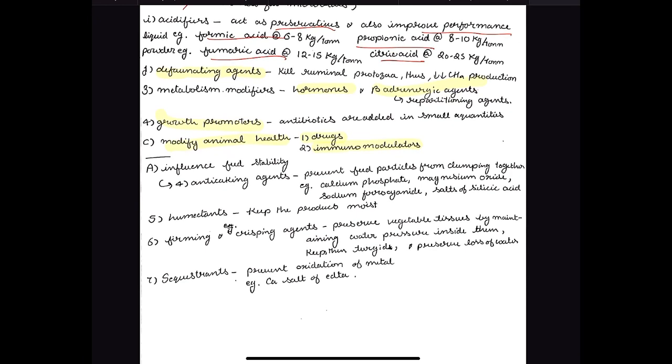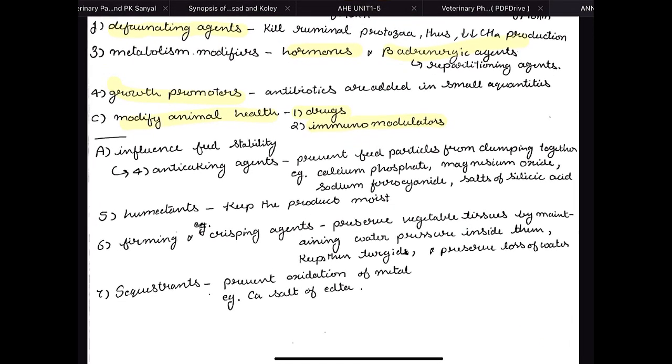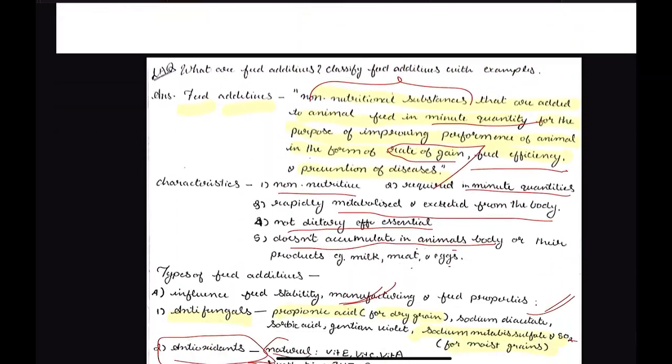And at last, there are some examples in the first category, the additives which influence feed stability, which I had left. You only need to know the names and examples of some of them. Okay, so we have anti-caking agent, humectants, foaming and crisping agents, and sequestrants. Okay, so this is it for the feed additives.